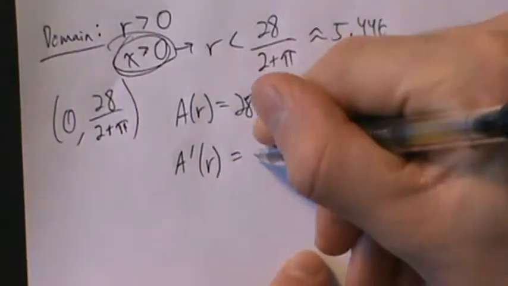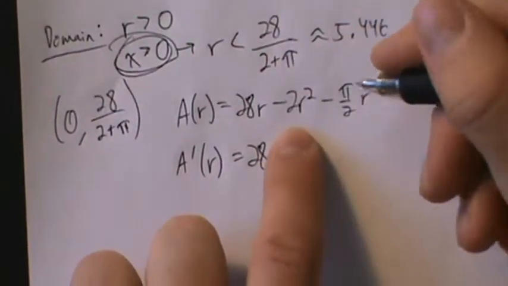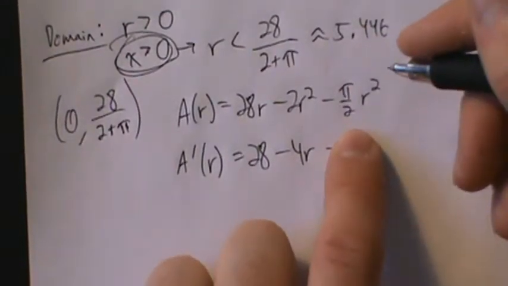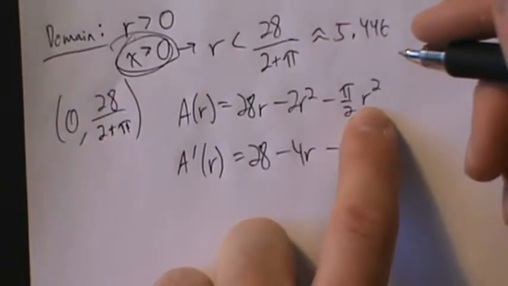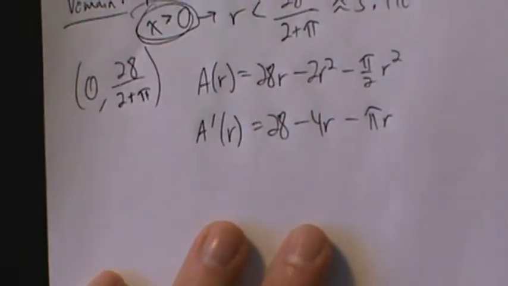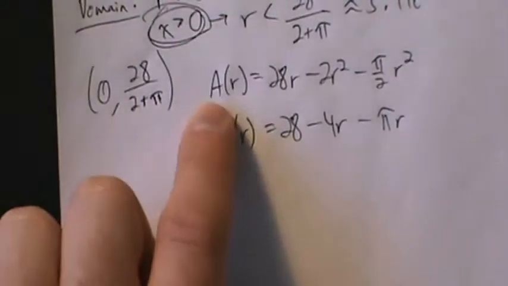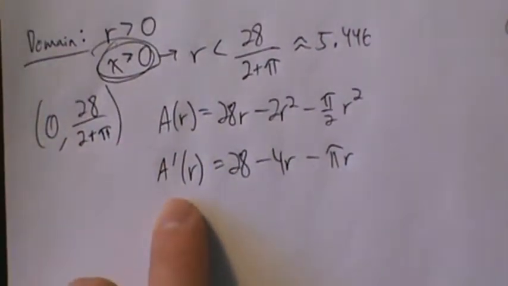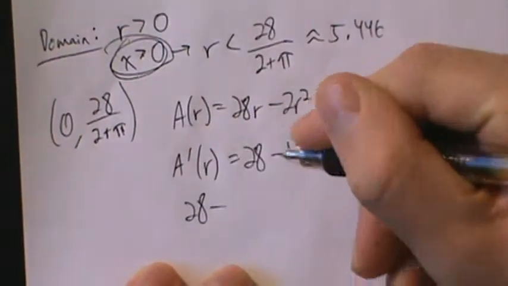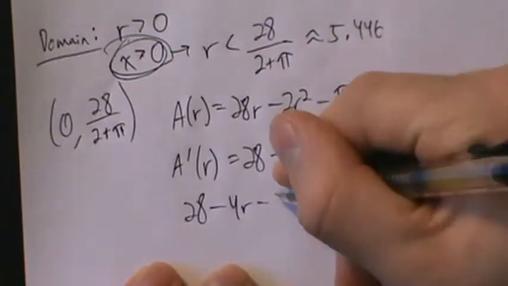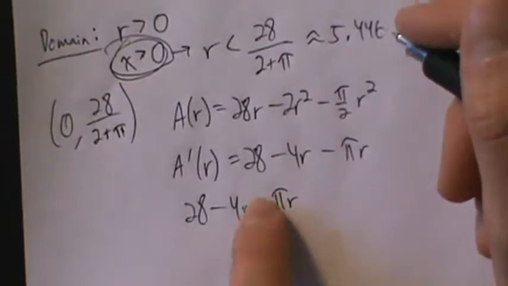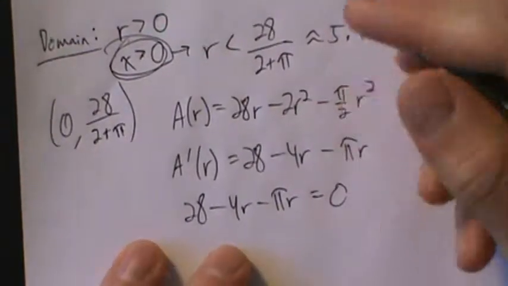So 28r, the derivative is 28, minus 2r squared, the derivative is minus 4r, minus pi over 2 r squared, so that's going to be minus pi over 2 times 2r, so it's just minus pi r. Okay? So that's what's going on there. Now, we're trying to maximize the area, so what we want to do is find the critical points, right? That's why we took the derivative. We want to set this equal to 0. Also, we want to find where the derivative is undefined, but this is never undefined, because it's just a polynomial. So just set it equal to 0, solve for r.